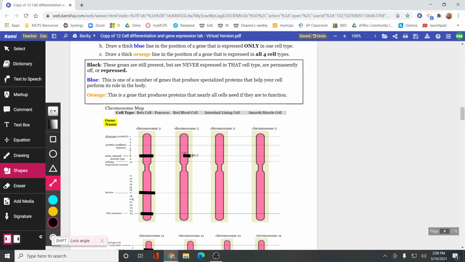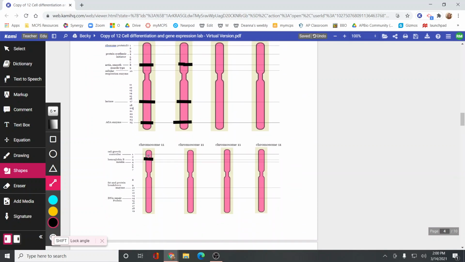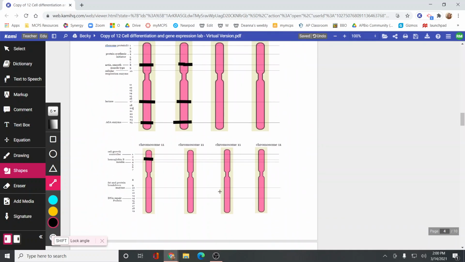So actin, lactase, AGA. I missed this line. There you go. And then this is a red blood cell, so it's definitely not hemoglobin. What does this one have off? It has insulin. Insulin is off here. Oh, insulin's the lower line.